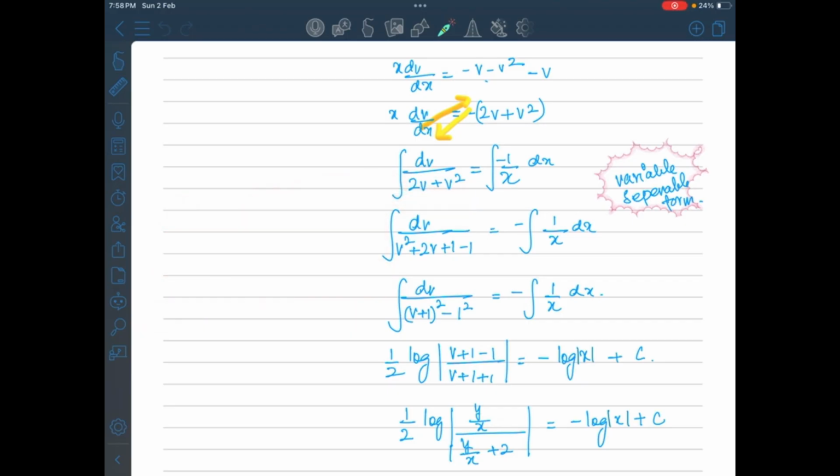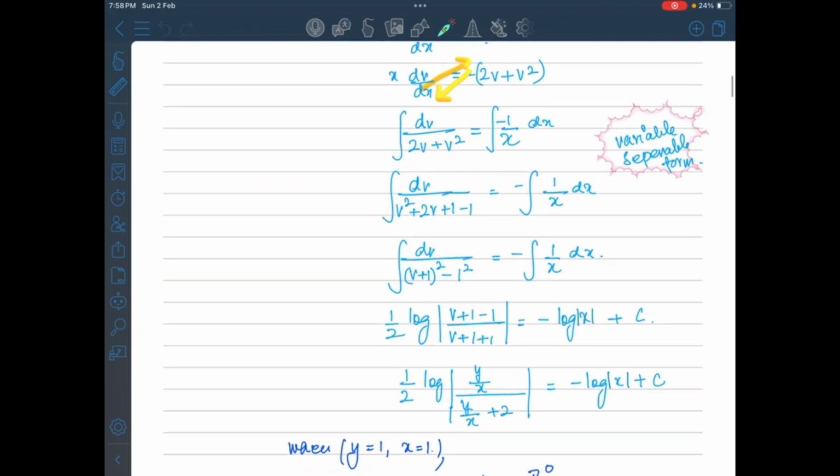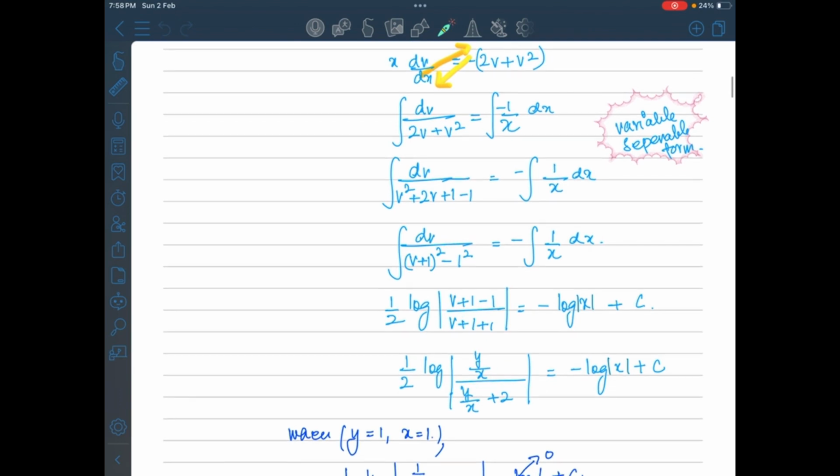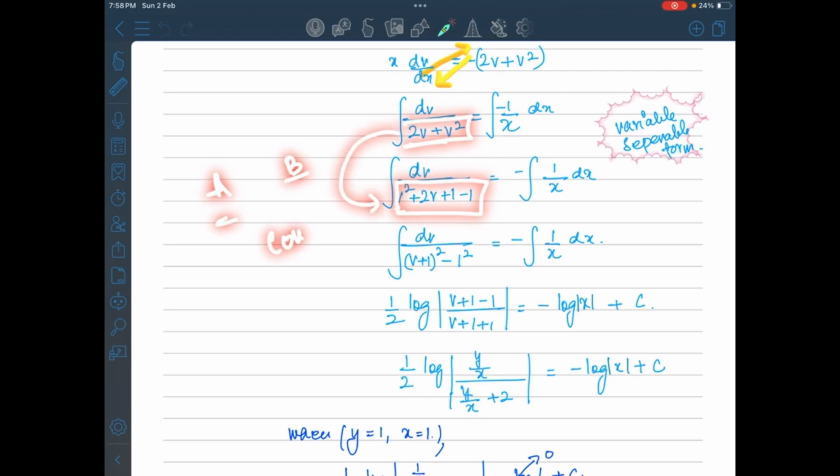If you don't know, please comment so that I can make a video on partial fraction as well. Here I am doing completing the square because this is much more convenient. Over there I have to find a and b. Here there is nothing as such. I am just doing completing the square. After doing that, I got v plus 1 whole square minus x square.